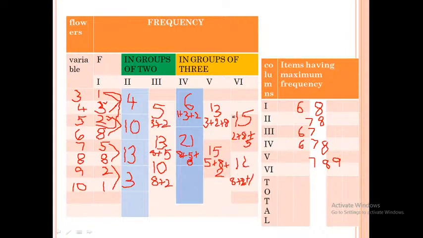Now column 6. In column 6, the maximum frequency is 15, and this 15 we got by adding 2, 8 and 5. 2, 8 and 5 correspond to 5, 6 and 7. So 5, 6 and 7.